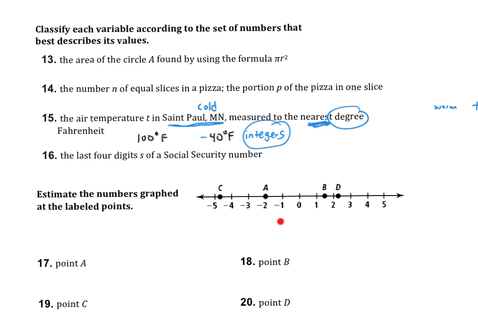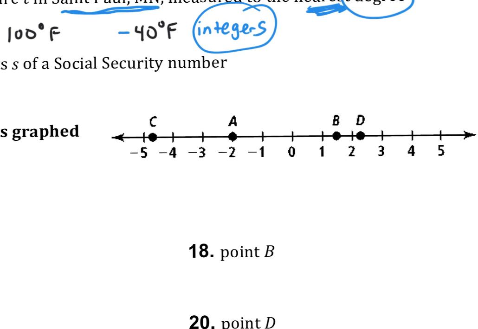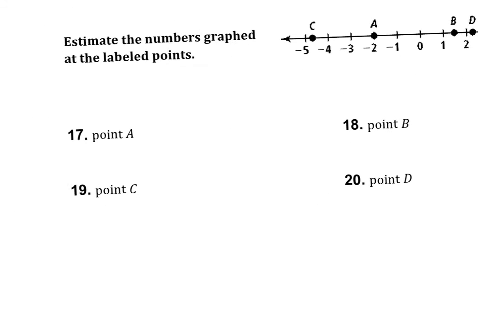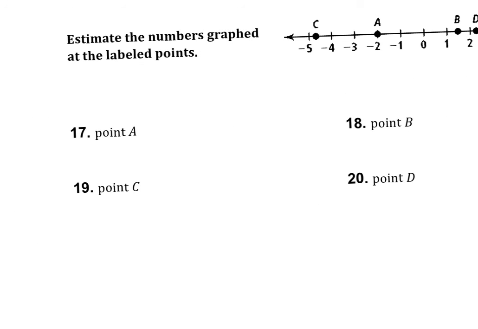And lastly, you're going to estimate what number this is. So for example, point A is pretty obvious, but point C looks to be, so here's -4, here's -5. -4.5 is right here, so it's got to be a little bit smaller than that. So -4.75 maybe. That would be a decent estimate there. So I'm going to use this symbol right here for approximately equal to -4.75. And just do the same for the others as well.